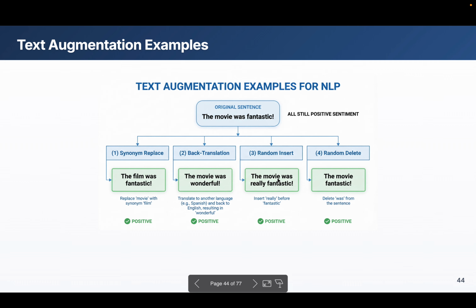You can add some filler words: the movie was really fantastic. And then you can delete some, which is also mimicking sometimes how human beings would write. They might miss out on some things. So all of these would be okay augmentations. Can someone tell me some wrong augmentations for this example?